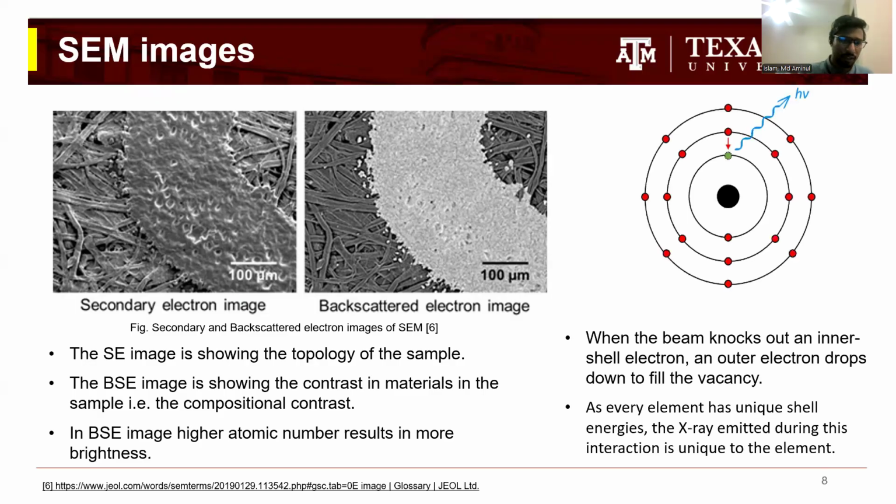And next we have X-rays. As I said earlier, X-rays are produced when an electron is knocked off its orbit and another electron fills that void, and that emits some X-rays, and the emitted X-ray is characteristic of the element of the sample. So each different type of element will have different characteristic X-rays, and from that X-ray signal, we can identify which element is present in the sample.